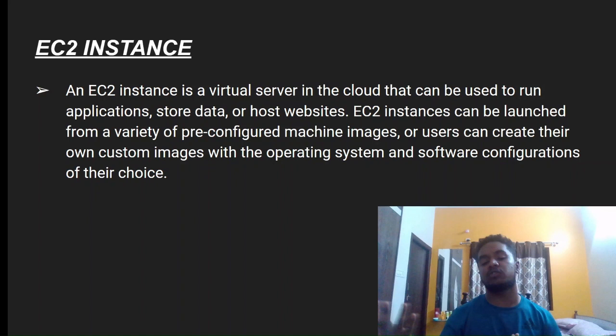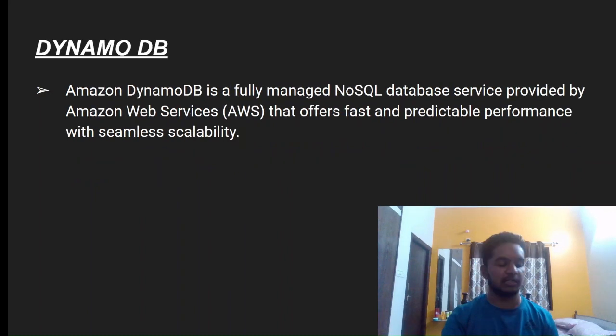DynamoDB. It is a service provided by AWS. It is a fully managed NoSQL database service that can offer fast and predictable performance with seamless accessibility. Now let us talk about Lambda function. It is a serverless compute service provided by AWS that allows us to run code without provisioning or managing any servers.